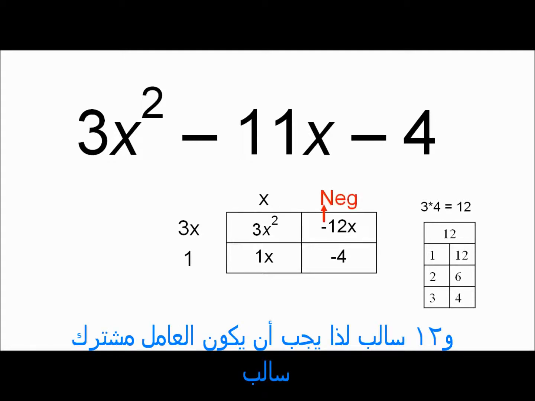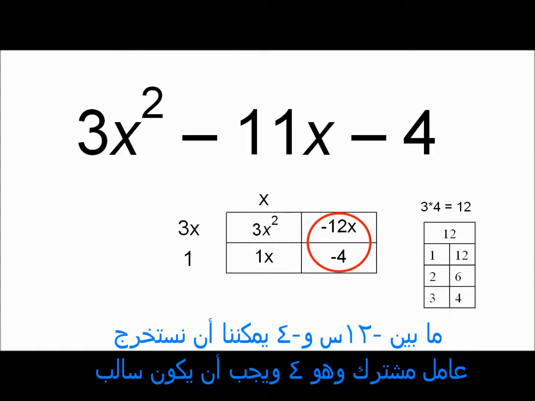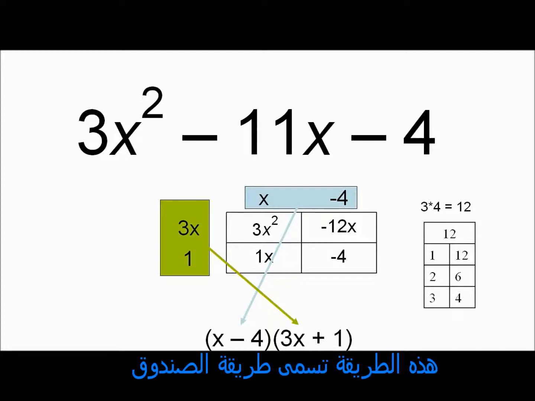And then since this number is negative, it means that the number above must be negative. So between negative 12x and negative 4, I can factor out a 4, and again it must be negative. So my answer, x minus 4 times 3x plus 1. And that's how we factor with the box method.